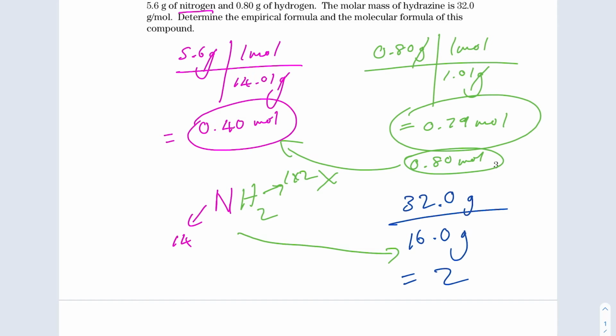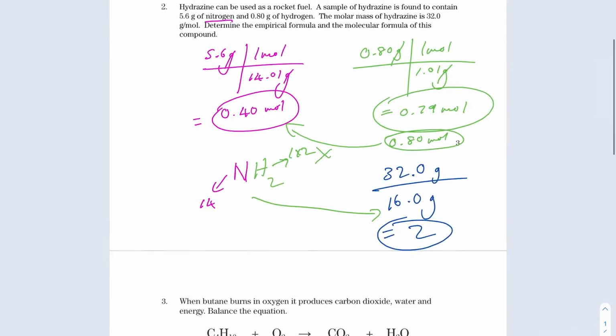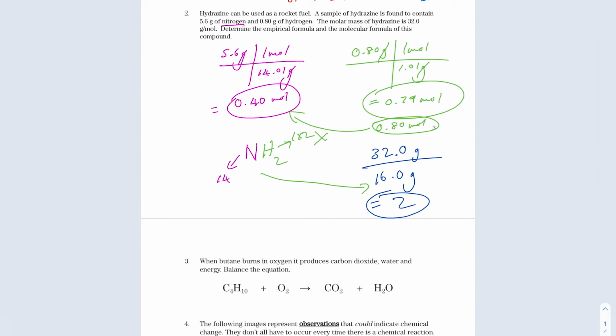That means our molecular formula is twice as big as our empirical formula. So our empirical formula is NH2. Our molecular formula is going to be N2H4.